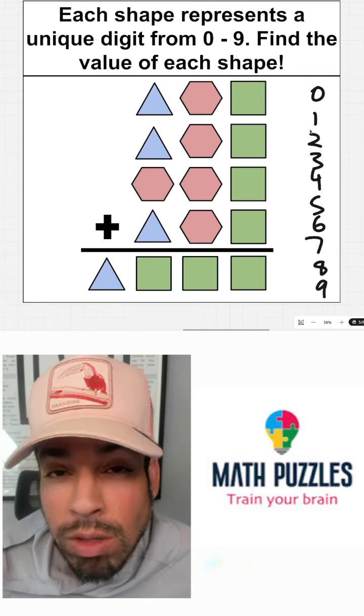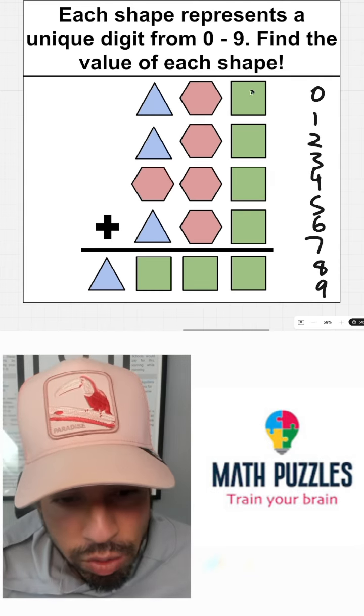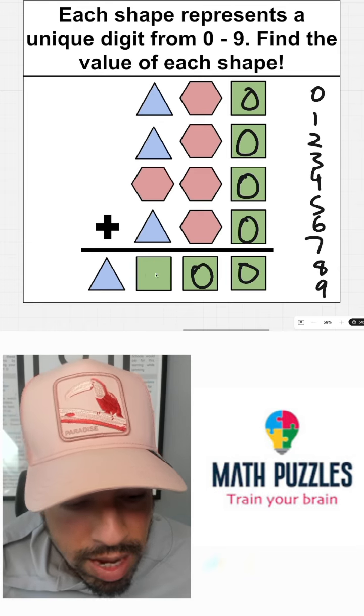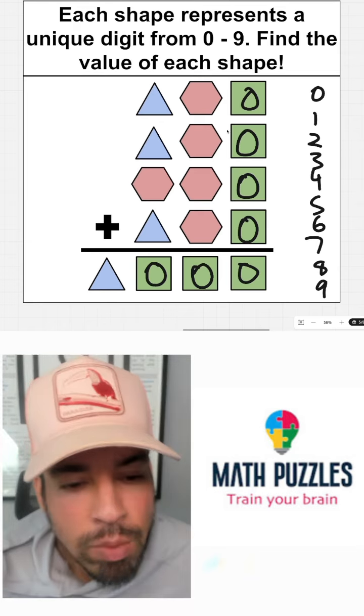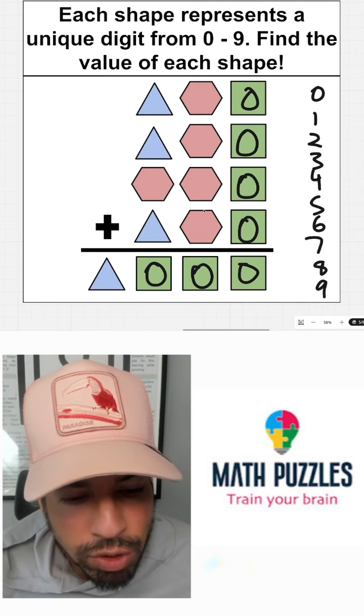If you go through all the digits, none of them work except for 0, which means that the green square has to be 0. So we fill those in, and then now we go to this section. So we have 4 of these hexagons, okay, and they have to add to 0 as well.